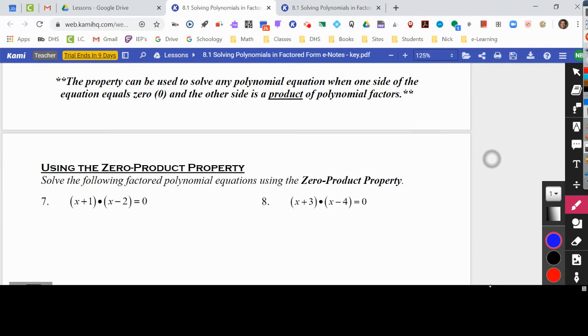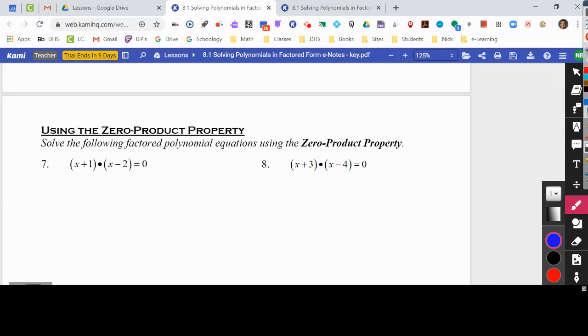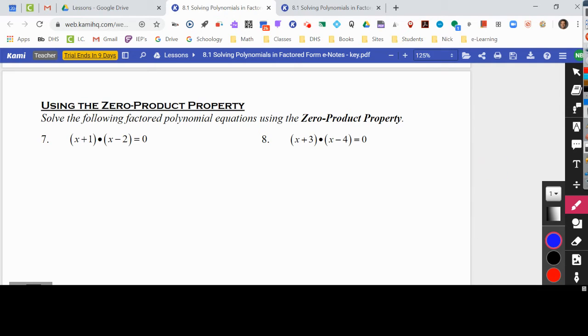All right, example 7. We're going to use the zero product property to solve these factored polynomial equations. Number 7 is x plus 1 times x minus 2 is equal to 0. We're going to apply this zero product property. That means either this polynomial expression or this polynomial expression is equal to 0, so we are going to write two separate equations and solve for 0.